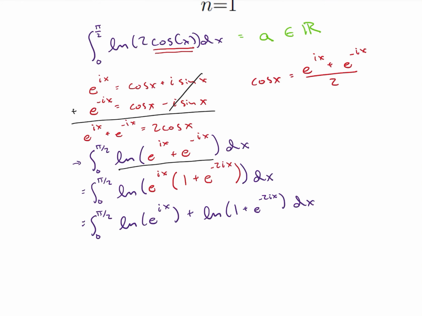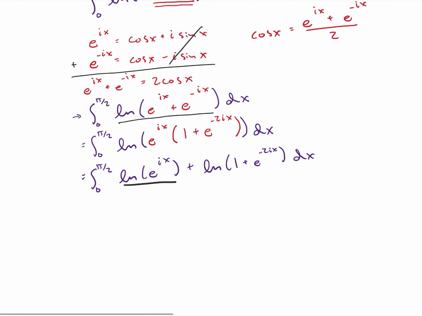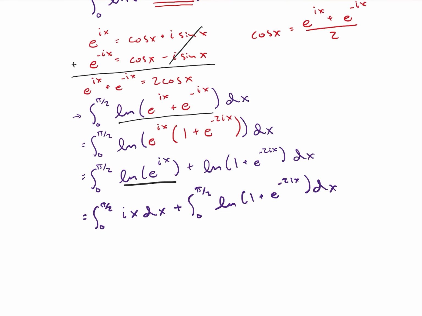All right, so this one I can handle. The integral from 0 to pi over 2 of ln of e to the ix is just going to be ix dx. Plus the integral from 0 to pi over 2 of ln of 1 plus e to the negative 2ix dx.